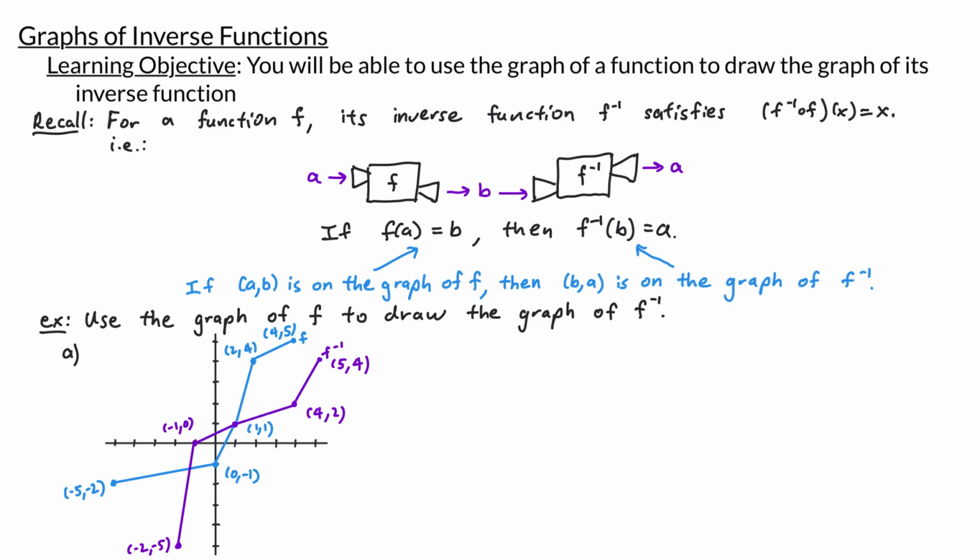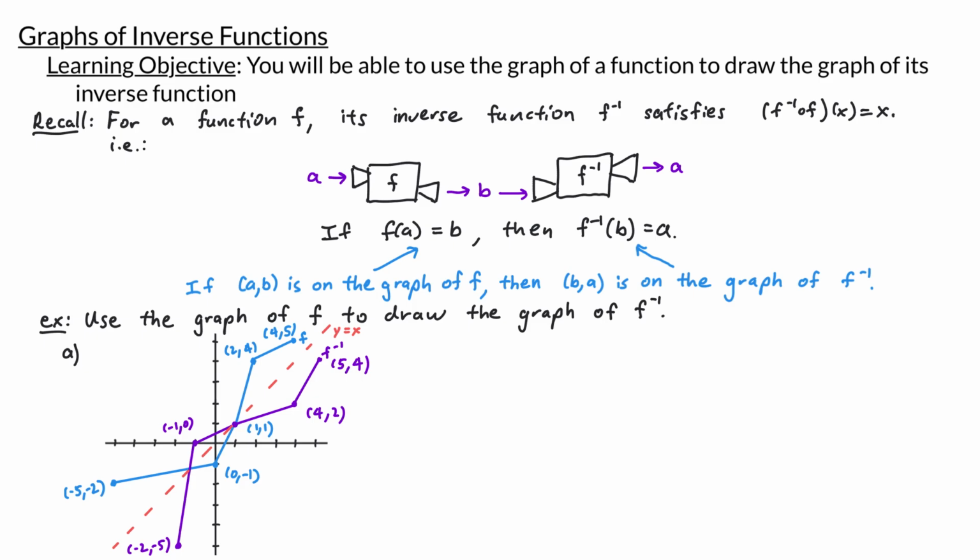and that gives us the graph of f inverse. Now you might notice that the graphs of f and f inverse kind of look like mirror images of each other. But we're not mirroring across the x-axis or the y-axis. Instead, we're mirroring across the diagonal line y equals x.